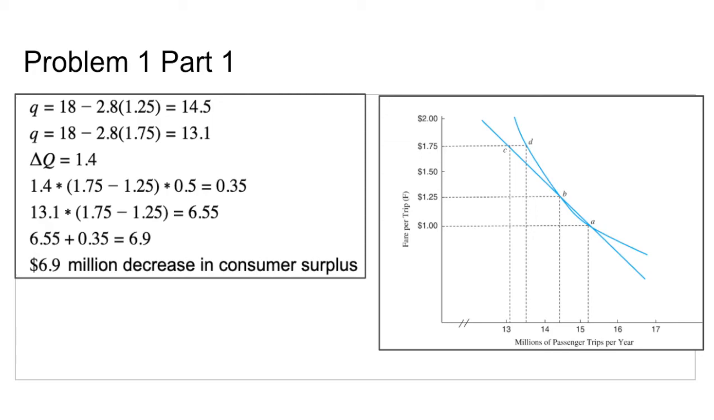Consumer surplus is defined as the trapezoidal area of the graph, which is bound by points B and C, and the markers on the vertical axis for $1.25 and $1.75. Consumer surplus loss can be divided into the triangular region with area $0.35 million and the rectangular region with area $6.55 million on the left. Summing them together results in a consumer surplus loss of $6.9 million.